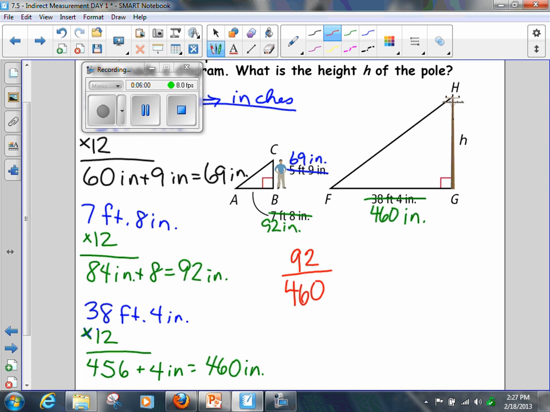What's his guide that he's using? Little over big. That's his guide, little over big. So if he uses 92 over 460, then what number does he have to have in the numerator of his second ratio? 69 over what? H, right? All right. Do the same thing we've been doing for a week, right? Go for it. Figure this one out.